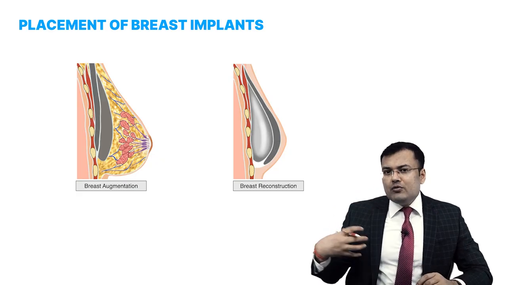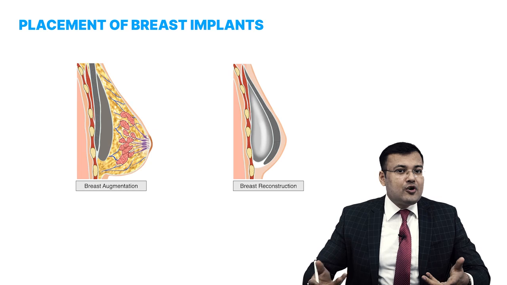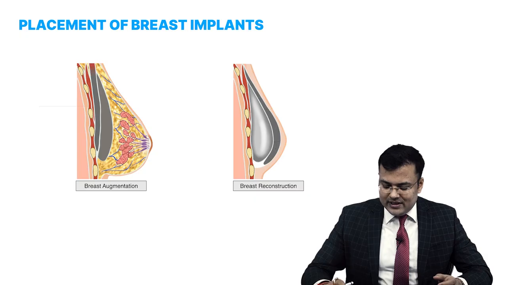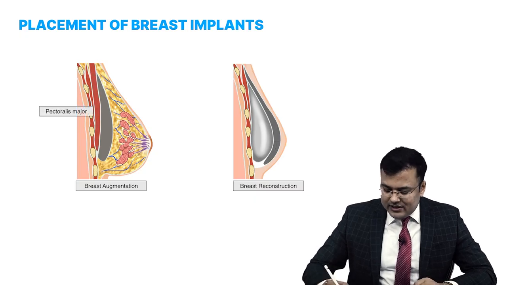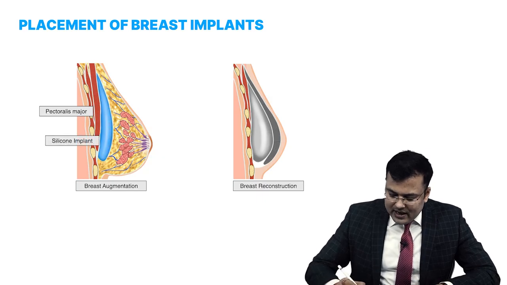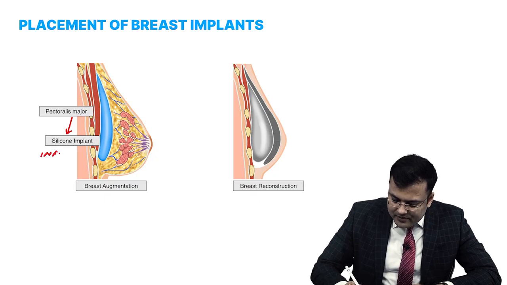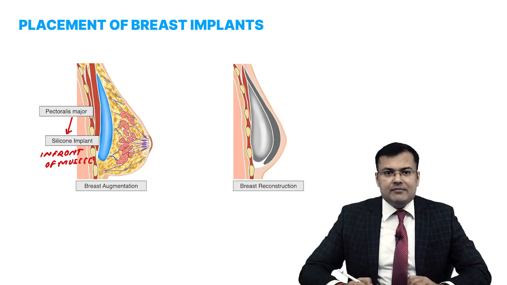Where do we use this silicone implant in case of breast augmentation, and where in case of reconstruction? You can see. For breast augmentation, can you see the muscle? This is pectoralis major. You can see that the silicone implant is placed in front of the muscle. Clear? It is placed in front of the muscle.